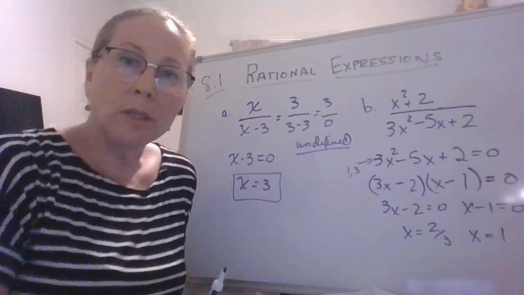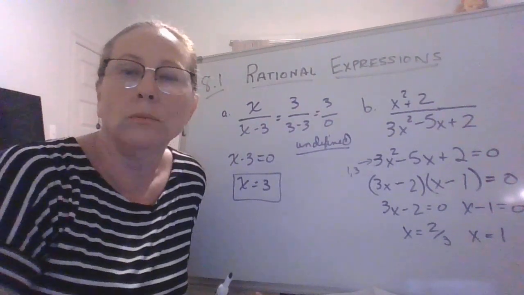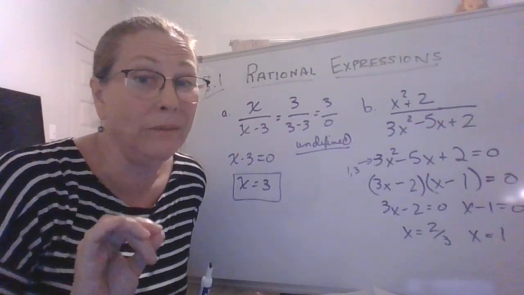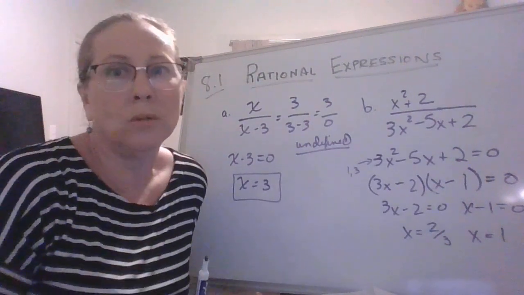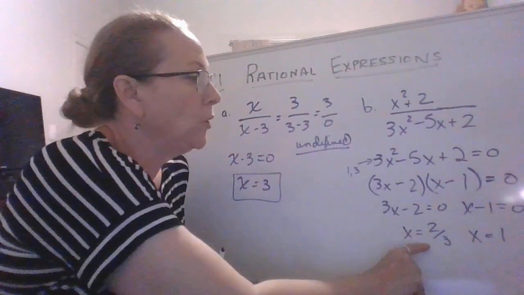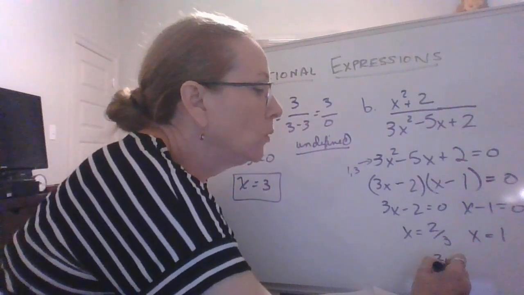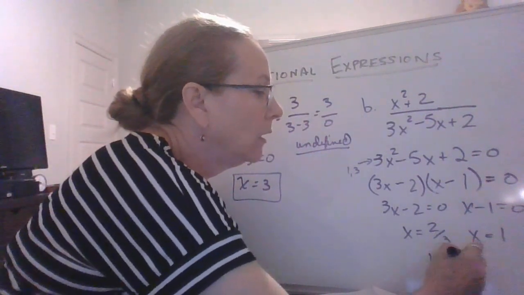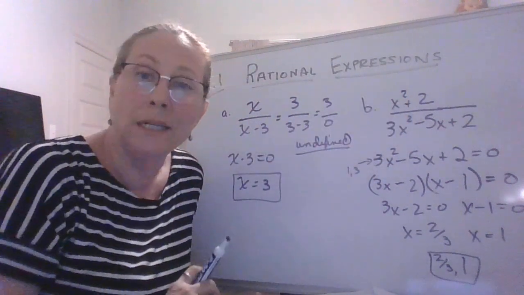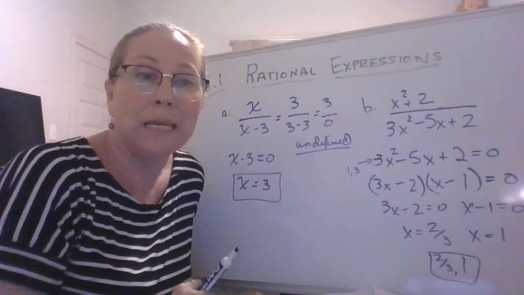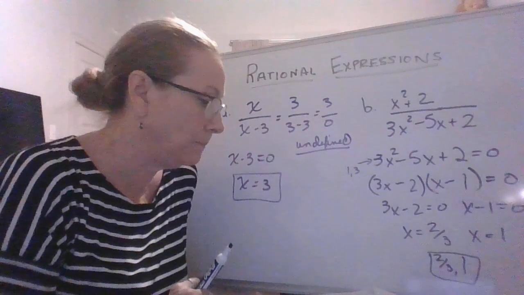Now, in the last chapter, sometimes if we had a negative, we threw it out. That was only for some very specific ones. So every single answer you would accept. So both 2/3 and 1 would be numbers where this expression would be undefined. So both of them would be answers in this particular case.